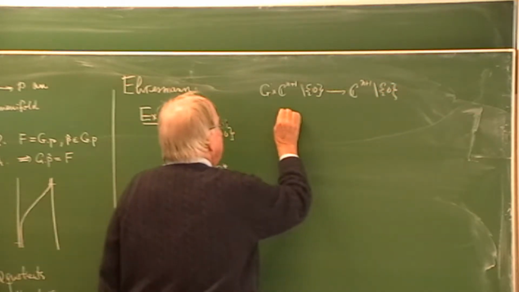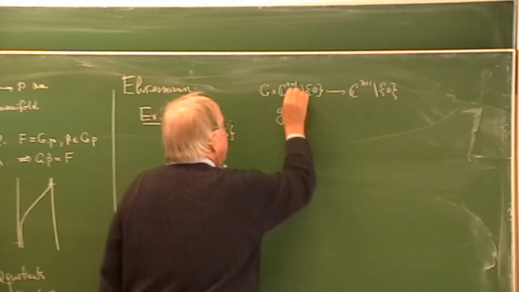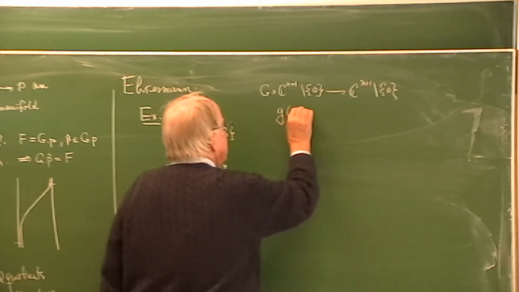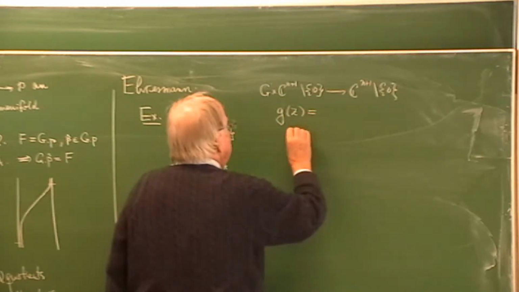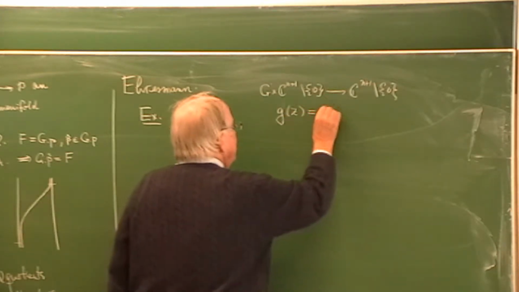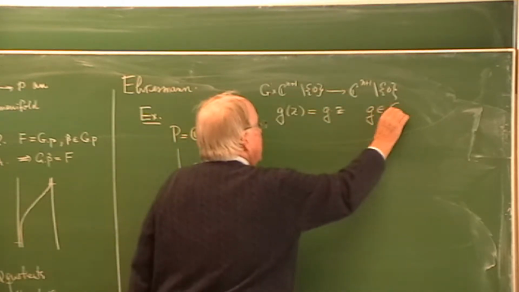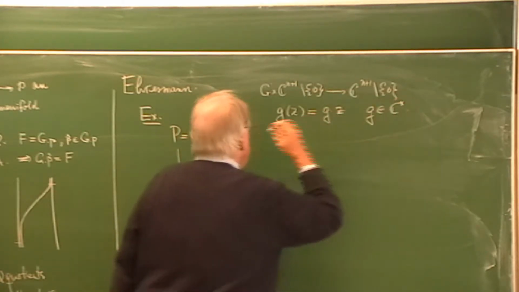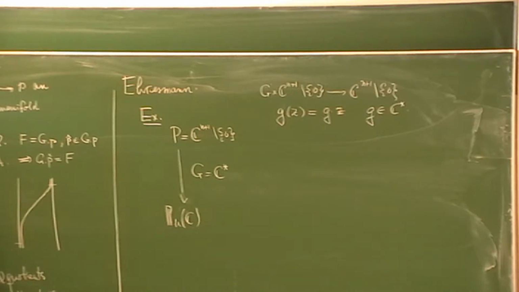And what do you do here? G of a vector, of a point Z in these coordinates, is just G times Z, where G is in C star. This is a C star principal bundle.